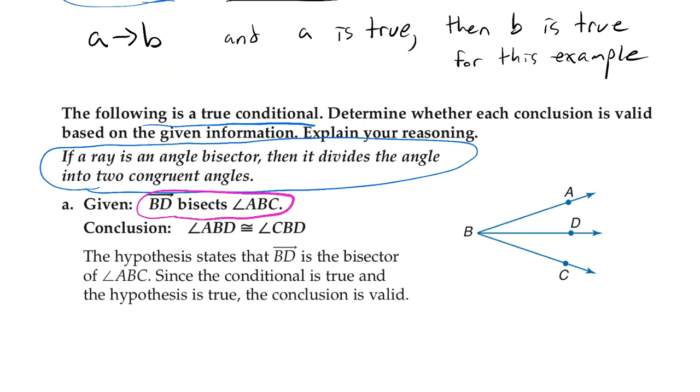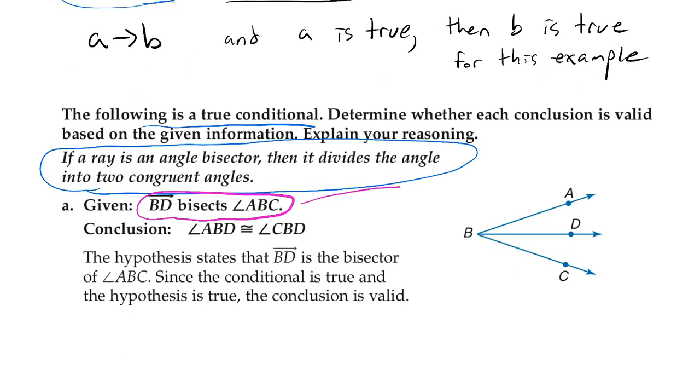Oh my gosh, look at what we have right above it. We have a conditional that says if it's an angle bisector, then we know new information, which is that it divides the angle into two congruent angles. So we have this fact, which must lead us to this angle and this angle being congruent. And sure enough, that's what they wrote: angle ABD is congruent to angle CBD. That must be true by the law of detachment.